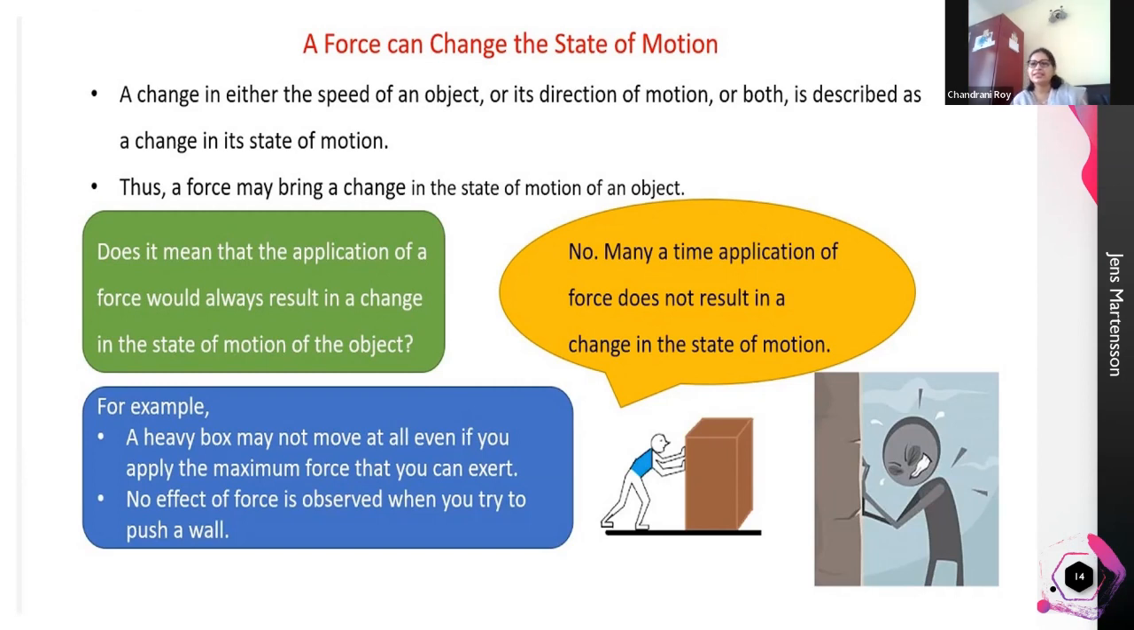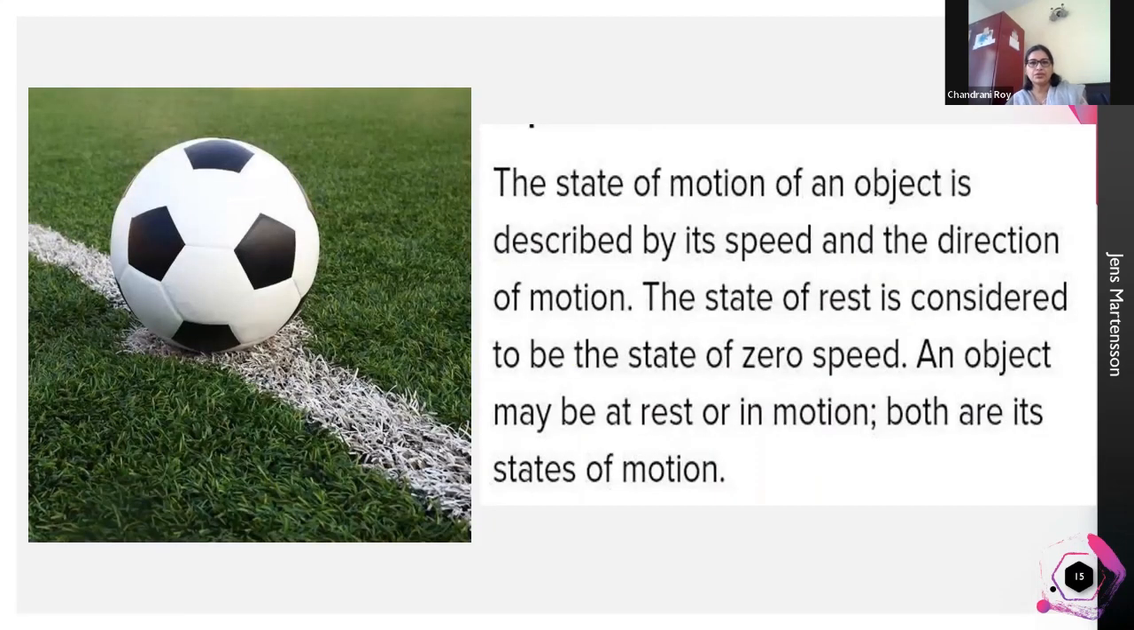So these are some day-to-day examples, and we always let them understand that we cannot move everything on our own, or push or lift up a lot of things, because the force that we apply is not enough to bring about a change in the state of motion. So that particular object may be at rest, but it is in a state of motion. Okay, so that is what we need to reiterate.